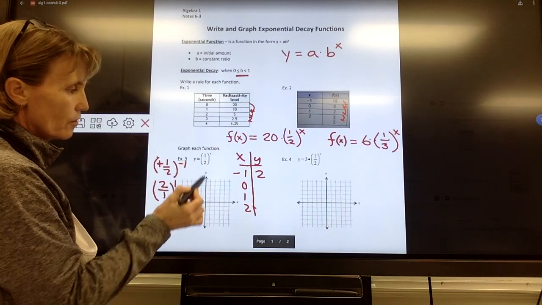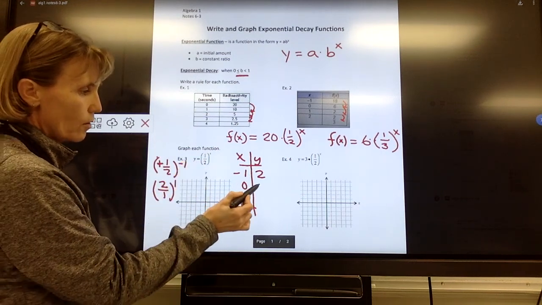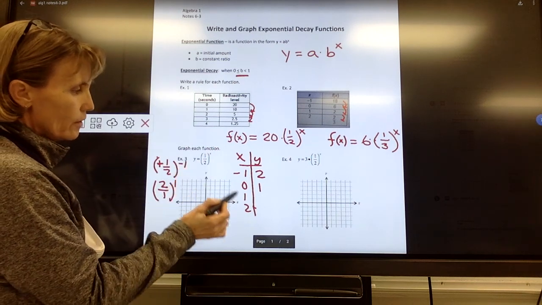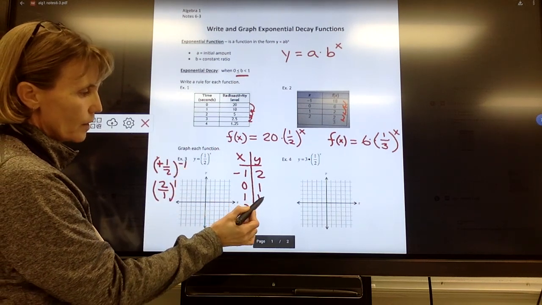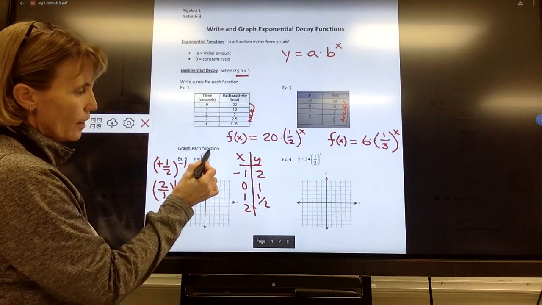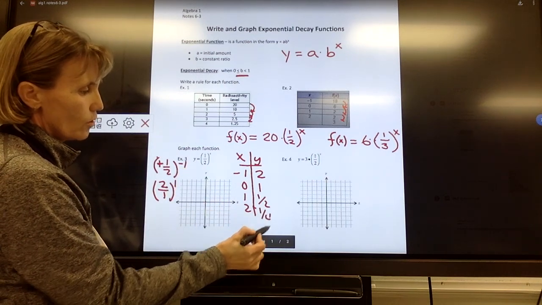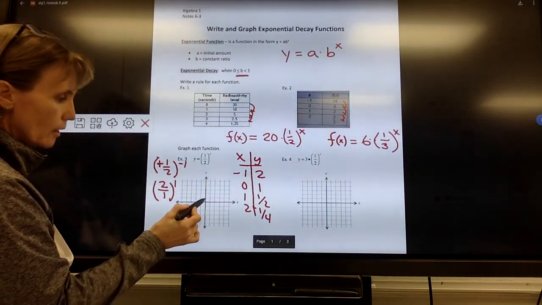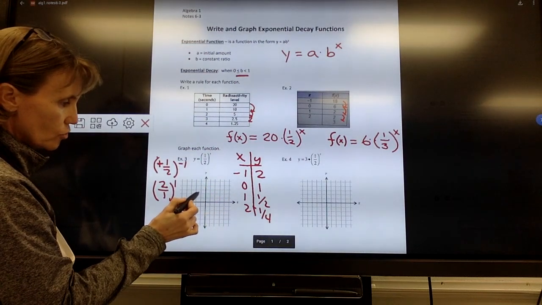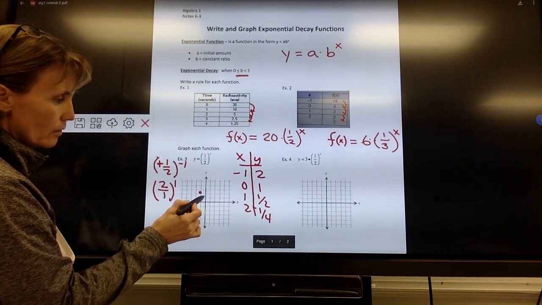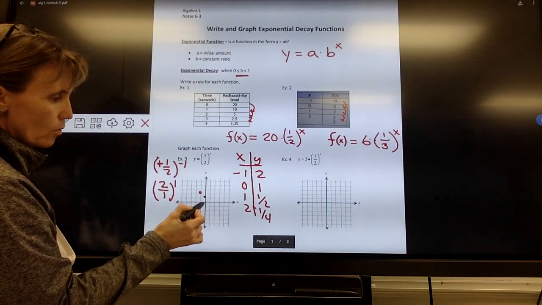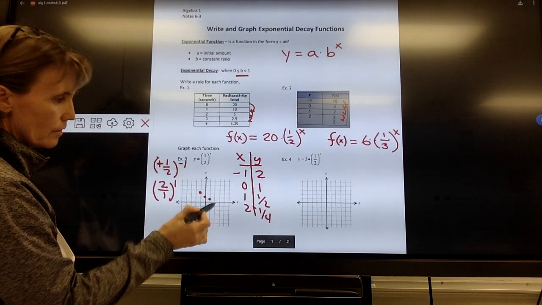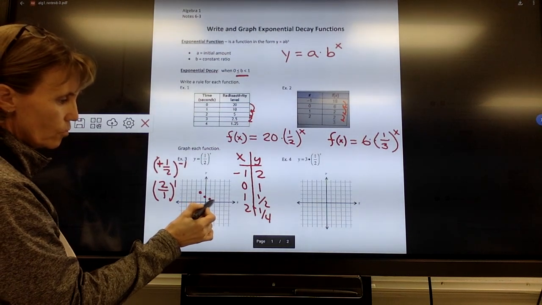If I put a 0 in there for an exponent, 1/2 to the 0 power is still 1. Anything to the 0 power equals 1. And if I put a 1 in there, 1/2 raised to the first power is 1/2. And 1/2 to the second power is 1/4. So if I plot these 4 points on the graph, at -1, I'm at 2. At 0, I'm at 1. At 1, I'm at 1/2. And at 2, I'm at 1/4.